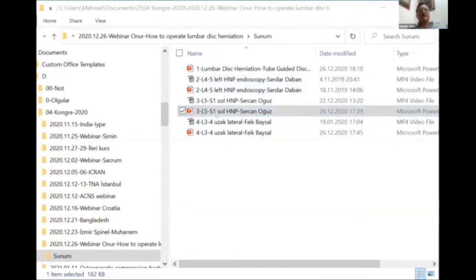This is another case. A 20-year-old male patient, L5-S1 disc herniation.